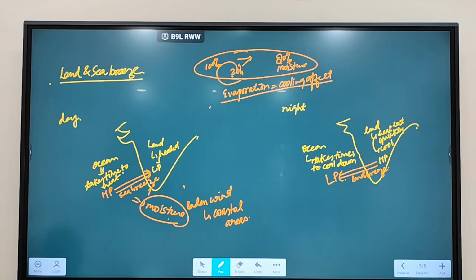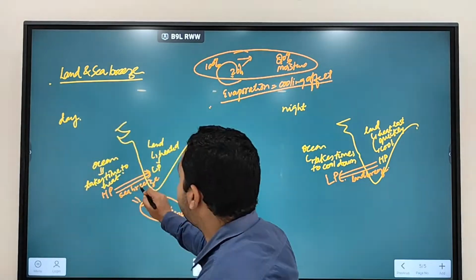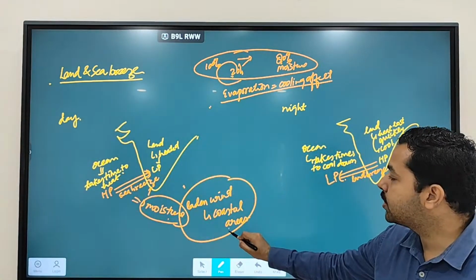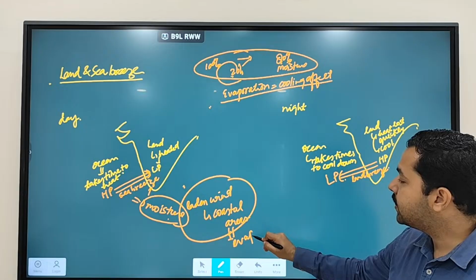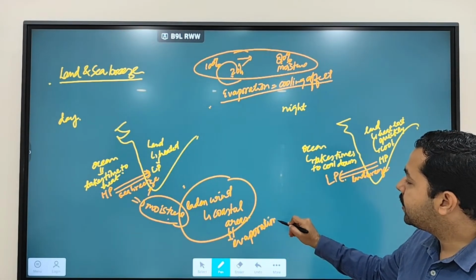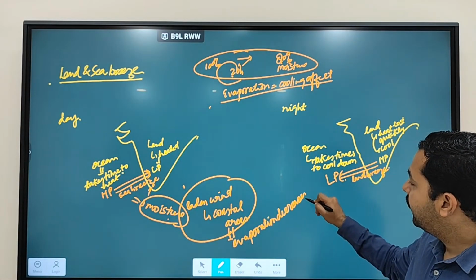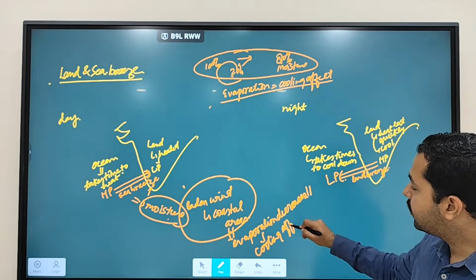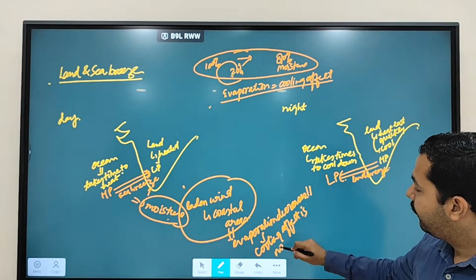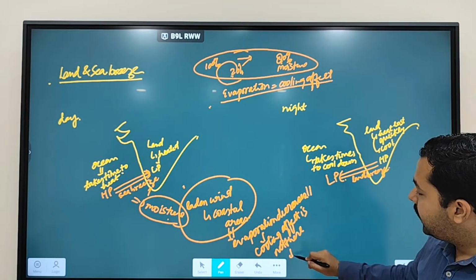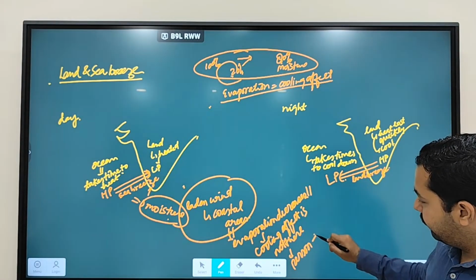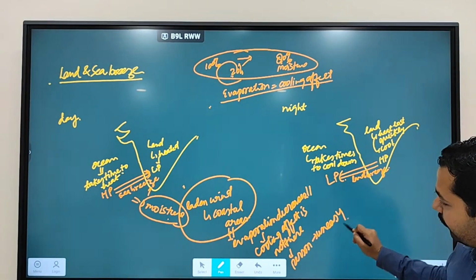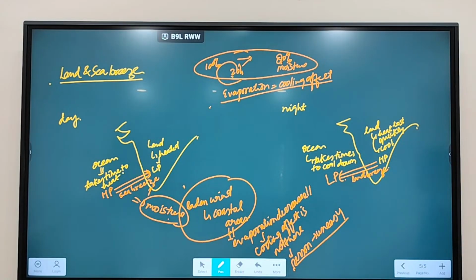Evaporation not much happening. So what will happen? Cooling effect will not be there. That's why during daytime, when moisture laden wind comes in the coastal areas, evaporation decreases and the cooling effect is not there. That's why a person feels more uneasy.